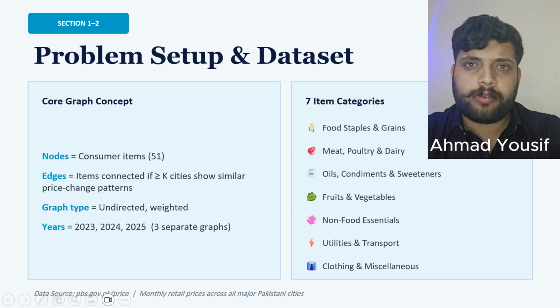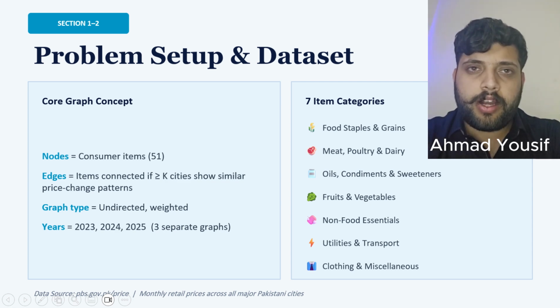Our data comes from the PBS, Pakistan Bureau of Statistics. It contains monthly retail prices for over 50 consumer items recorded in cities all across Pakistan, spanning 3 full years: 2023, 2024, and 2025. The items range across 7 categories: food staples and grains, meat, poultry and dairy, oils, condiments and sweeteners, fruits and vegetables, non food essentials, utilities and transport, and clothing and miscellaneous.